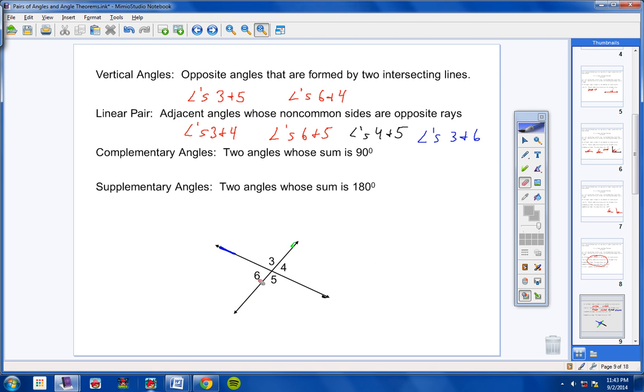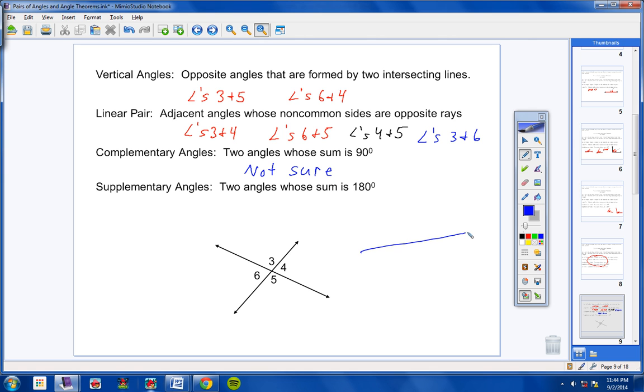Now, do we see any complementary angles? Not necessarily. There could be, but we don't know for sure, okay? So we're going to put for that, not for sure. Okay, either way. Now, supplementary angles, well, think about it, guys.